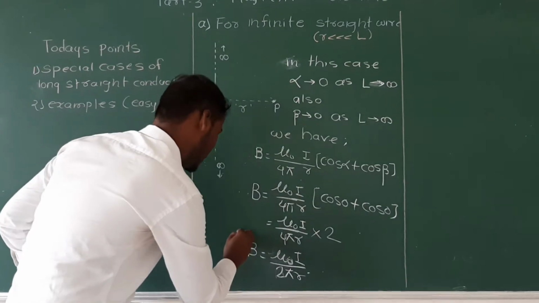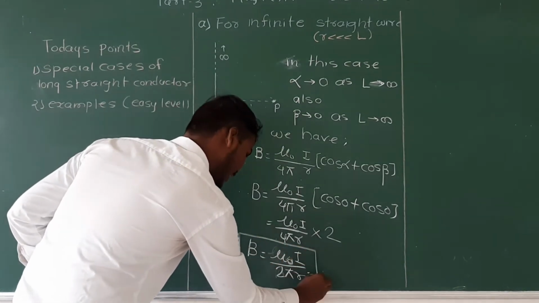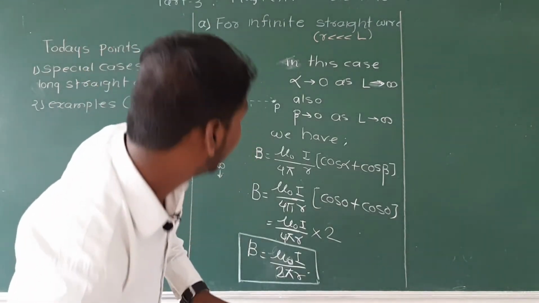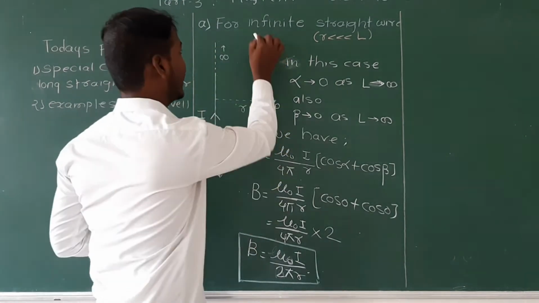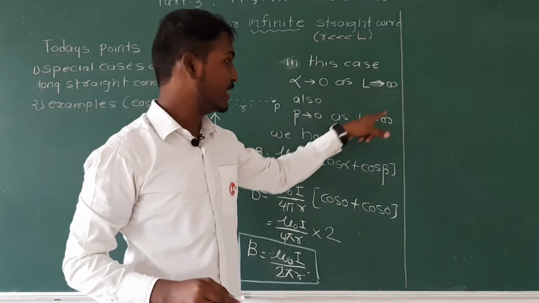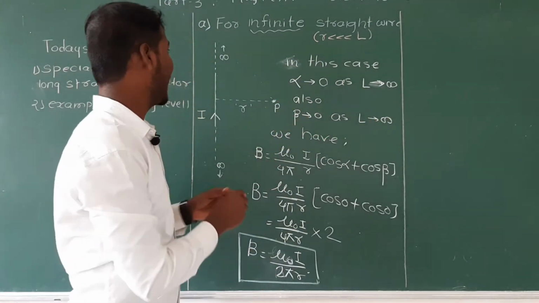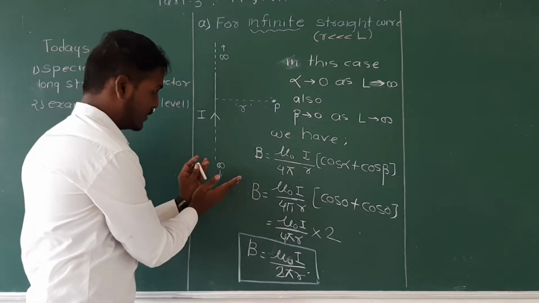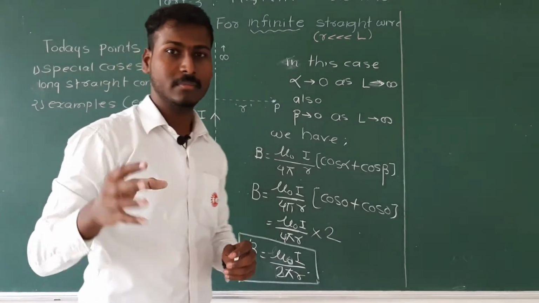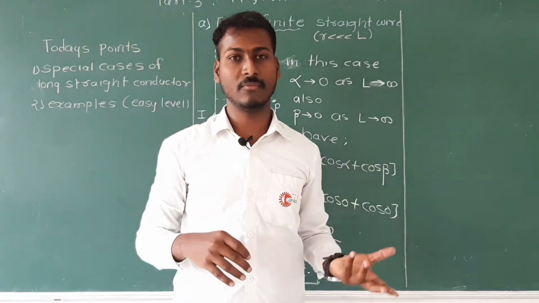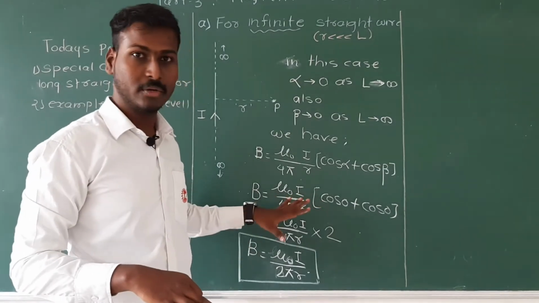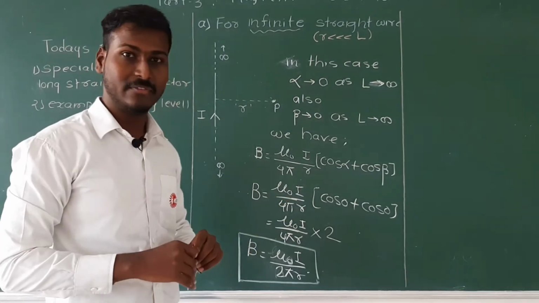So this is the expression for the magnitude of magnetic field due to an infinite straight wire. If the length of the wire is infinity, that means L is going to infinity, at that time angle alpha and angle beta will become 0. So cos 0 becomes 1. Only that value we have put, nothing more than that. So this is the magnitude of magnetic field.